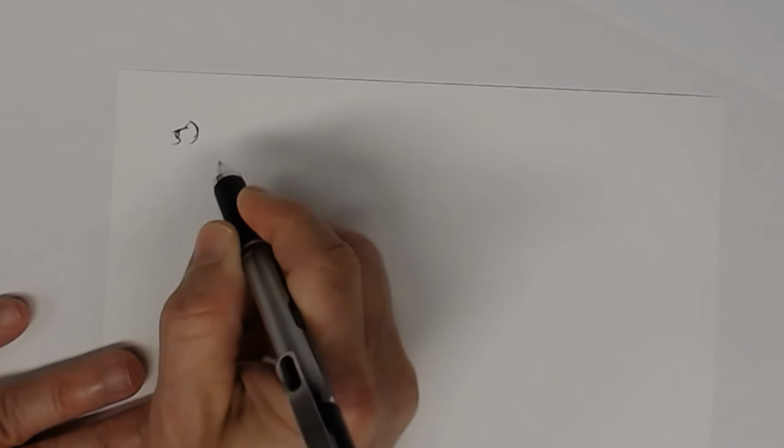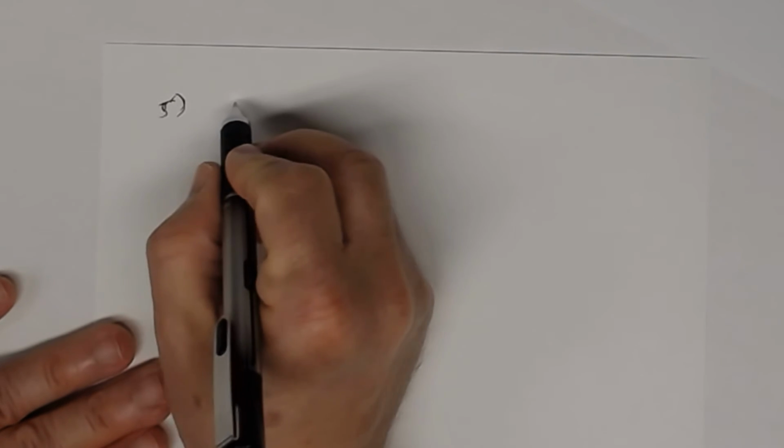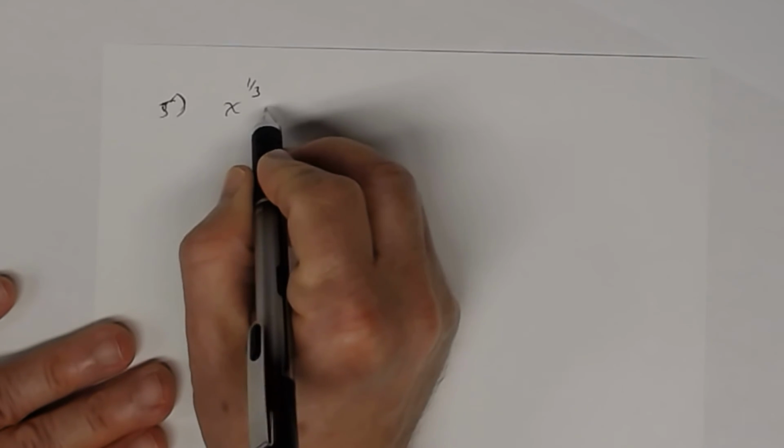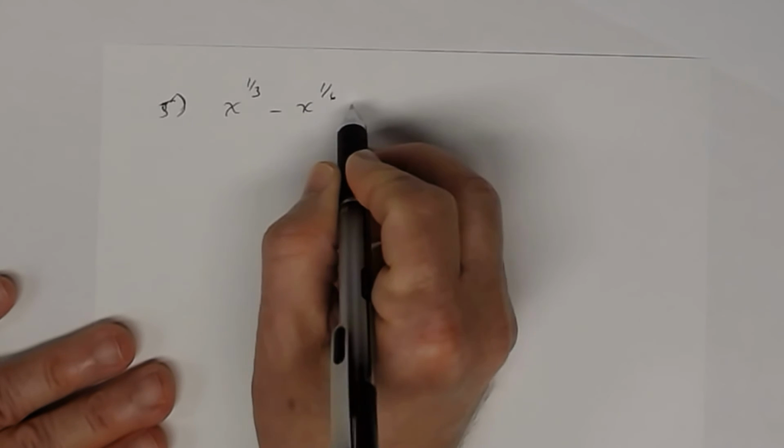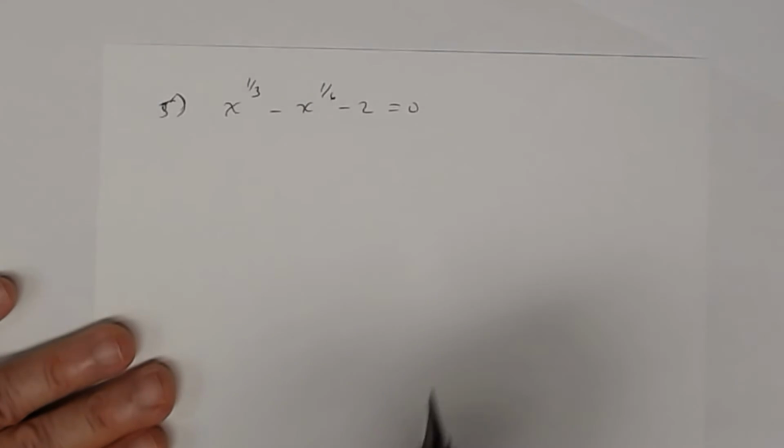All right? Okay, so let's look at number 5. So here's number 5. This would be the last one we're going to do. We have x to the 1/3 minus x to the 1/6 minus 2 equals 0.